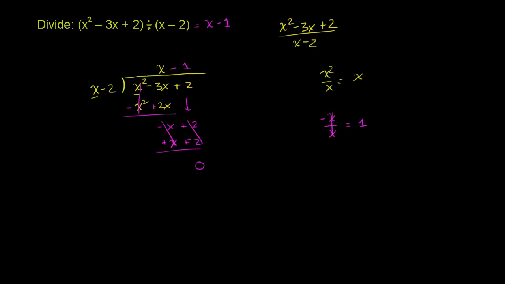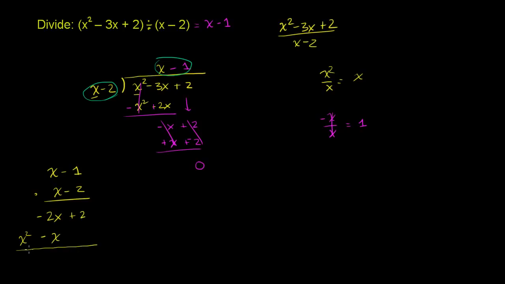And we can verify it. If we multiply x minus 1 times x minus 2, we should get this. So let's actually do that. So let's multiply x minus 1 times x minus 2. So let's multiply negative 2 times negative 1. That gives us positive 2. Negative 2 times x. That's negative 2x. Let's multiply x times negative 1. That is negative x. And then x times x is x squared.